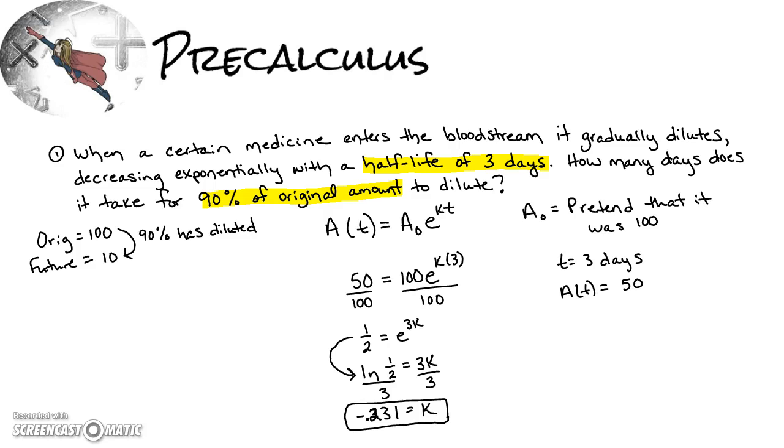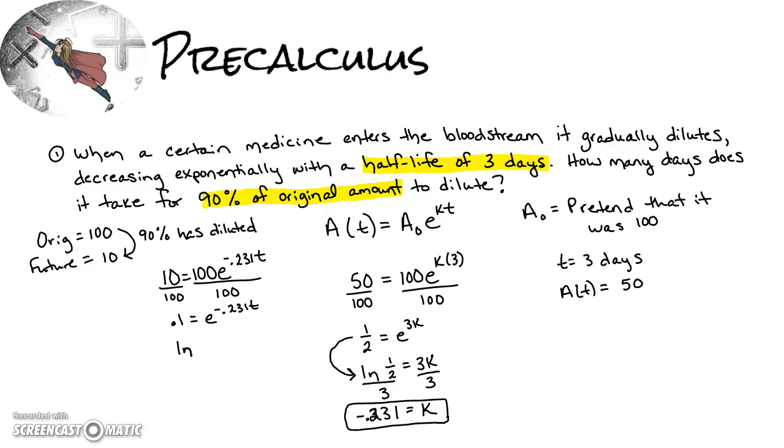So we're going to say 10 equals 100 e to the k, which we now know is negative 0.231, times t. So we're solving for t. So divide both sides by 100. This gives us 0.1 equals e to the negative 0.231t. And again, we have to do a logarithm to solve for the t that's in the exponent.